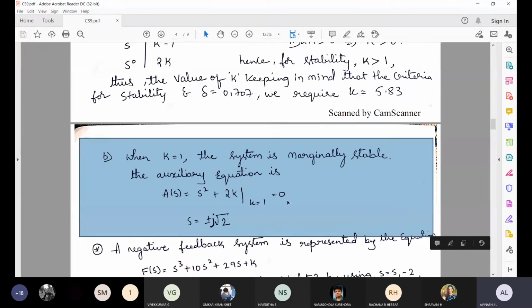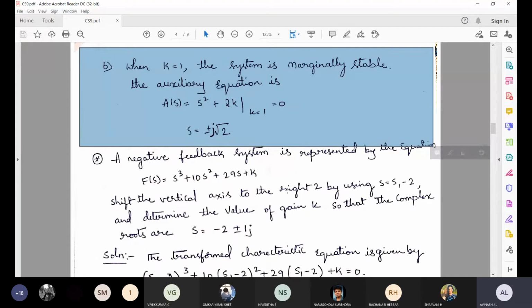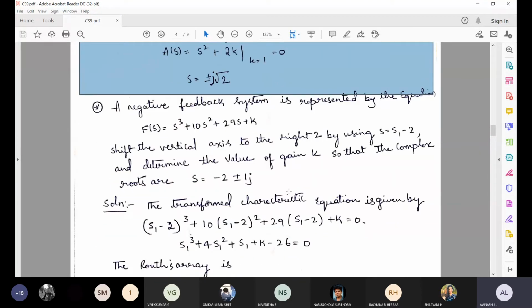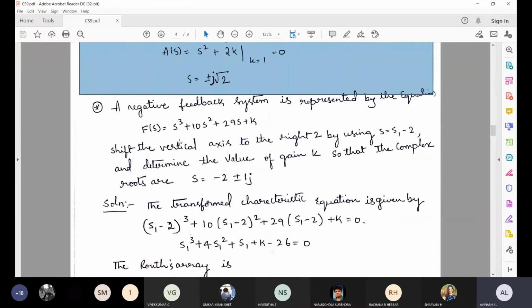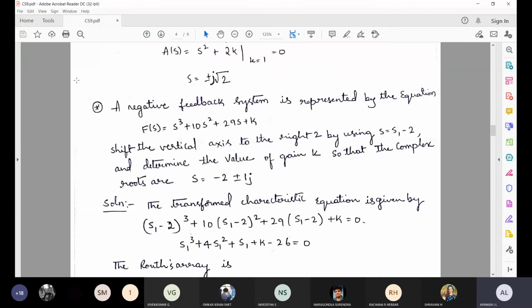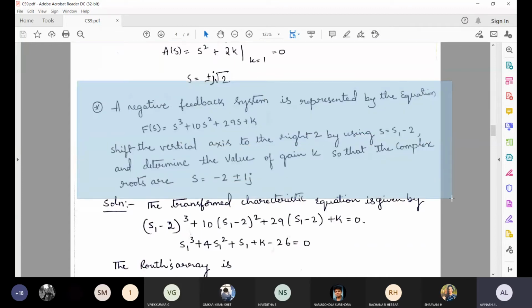So after taking this one, we'll go for the next numerical. I hope that you people have taken this one. So we'll go in for the next numerical. Write down all of you this particular question.